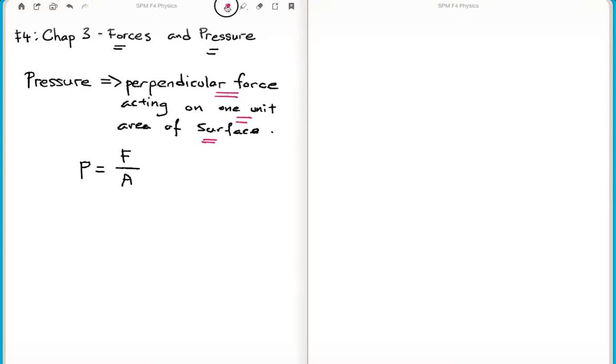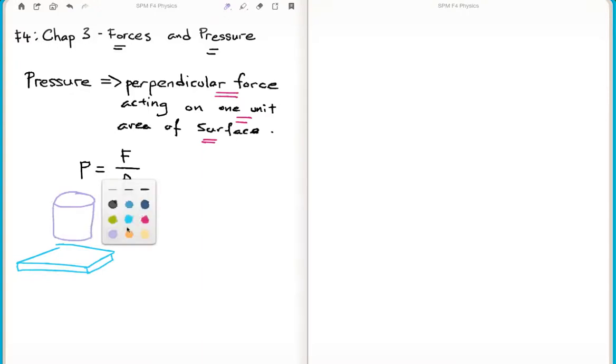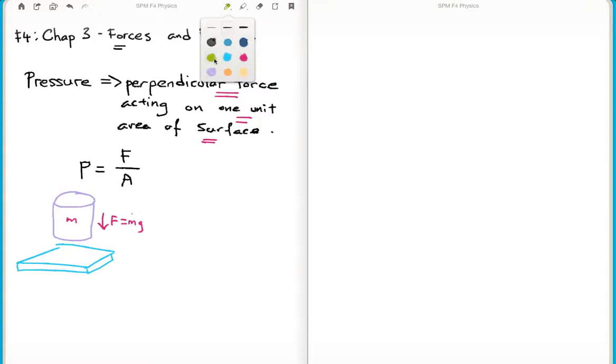Okay, perpendicular force. So graphically, if you have a floor or a surface, and then the famous one would be if you have a cylinder, the mass of the cylinder m, so gravity going downwards, so the gravitational force pull equals mg, right? F equals mg, going downwards. If it were to be placed onto the surface, this is the surface, and this is my area, A equals pi r squared. So the force is going downwards and it will impact on this area.